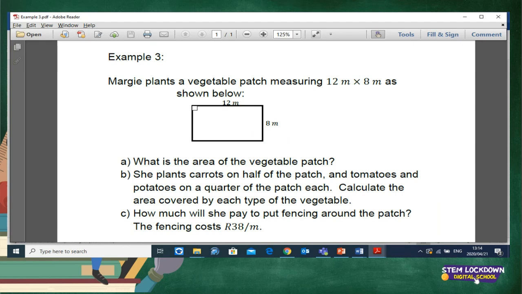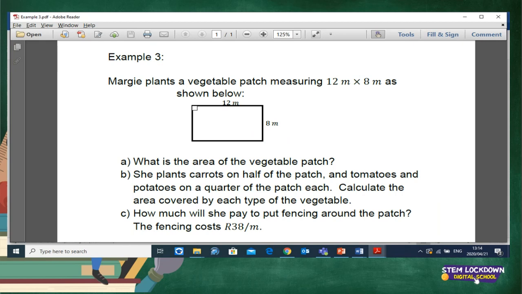Now, Margie here plants a vegetable patch measuring 12 meters by 8 meters, as shown below. Now you can see that we've got a vegetable patch, which is measured by 12 meters by 8 meters, and it is shown on the diagram.